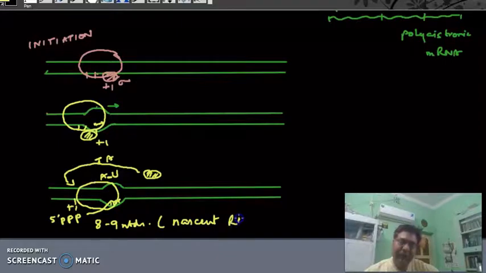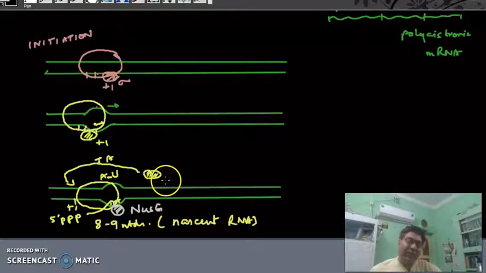The sigma subunit is released and it is recycled. In place of sigma subunit, another protein that is called NusG comes and binds with the RNA polymerase, core RNA polymerase. There is no need of sigma subunit anymore because that was needed for recognizing the promoter sequence, and that job has been done. So after that, the polymerase can move itself forward, but NusG is necessary.